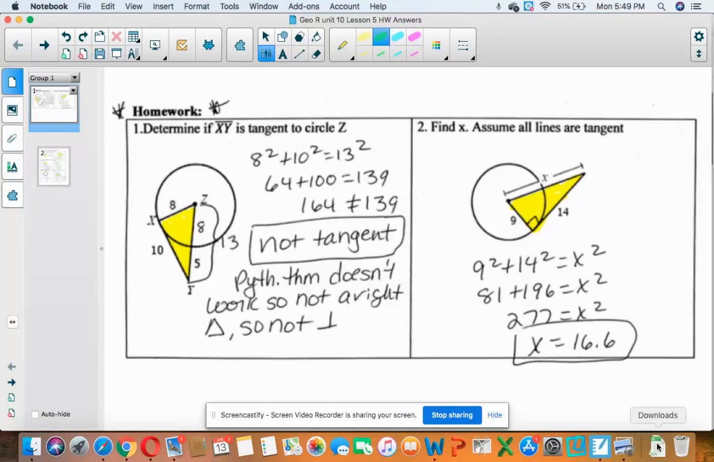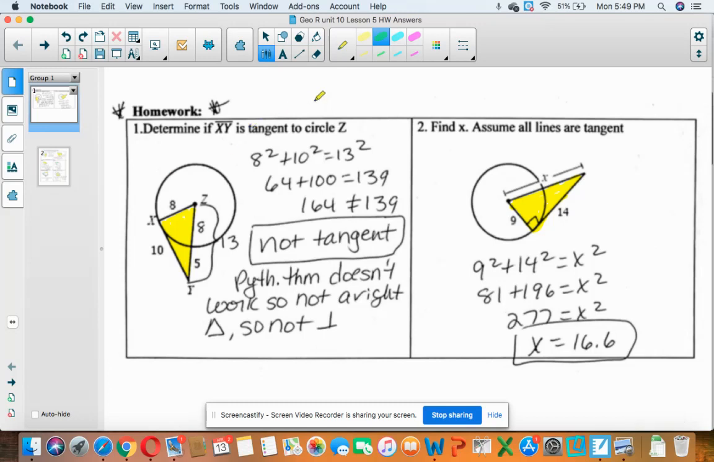Hi, GOR. This is an explanation of the Lesson 5 homework answers. So please try these before you watch the video. And then if you got any wrong, you can fast forward to that question. Or if you want to watch the whole video, you could rewind the video, whatever you need to do to make sure that you understand it.